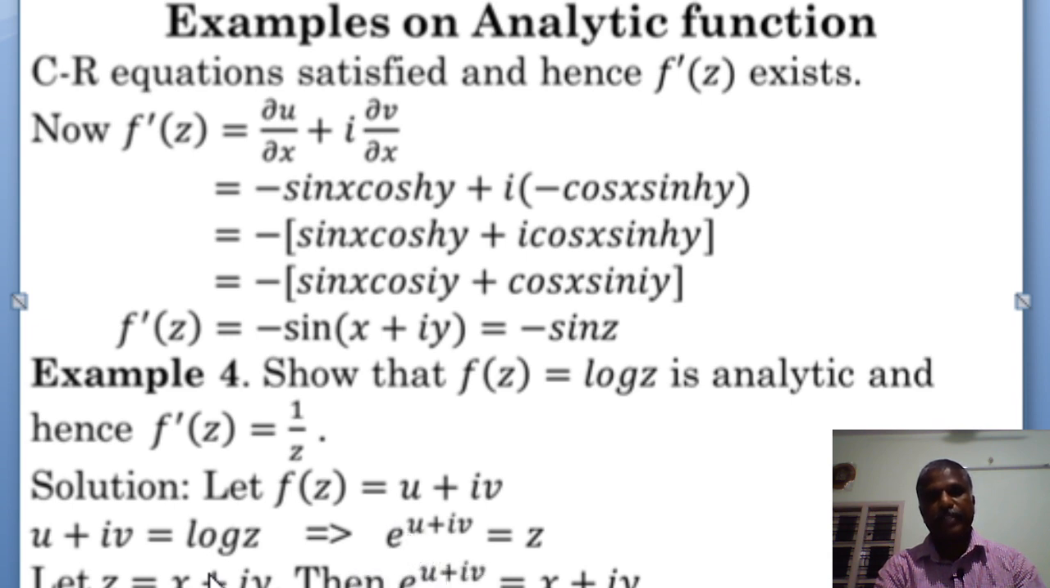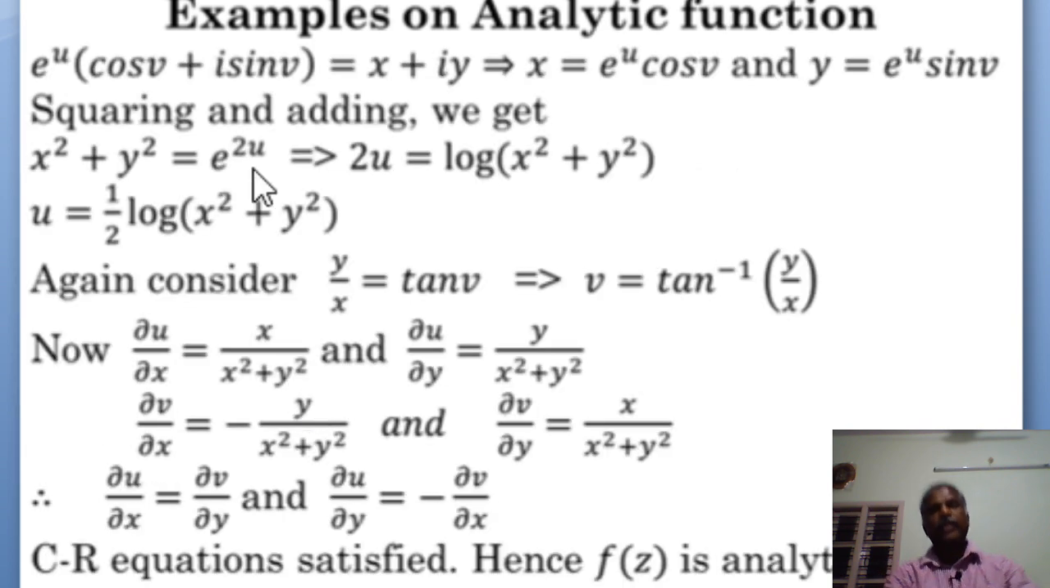Separating real and imaginary parts, e^u times e^(iv). Using Euler's formula, we write e^(iv) as cos v + i sin v. Equating real and imaginary parts, we get x = e^u cos v and y = e^u sin v. Squaring and adding, we get x² + y² = e^(2u), or u = (1/2) log(x² + y²). Similarly, by dividing y by x, we get v = tan⁻¹(y/x). So this is the imaginary part, and u = (1/2) log(x² + y²) is the real part.